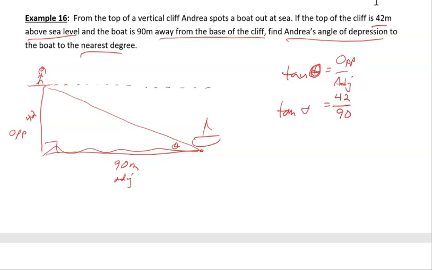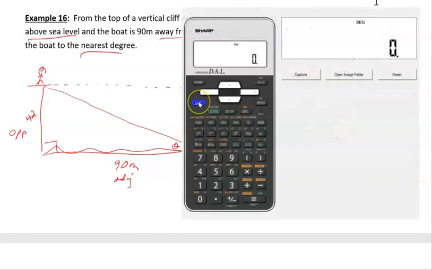So tan of theta is this, but we want to figure out what theta is. So theta, that angle, is going to be the inverse. We're going to use the inverse button on our calculator. We're going to use our second function and get the inverse operation of tan and multiply that by 42 over 90. And you can use your ABC button to get that.